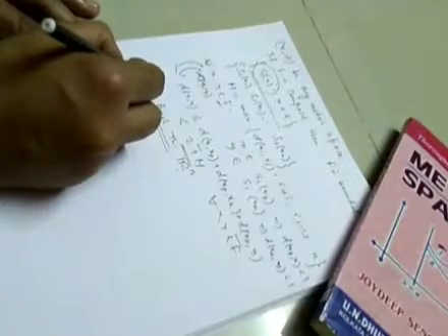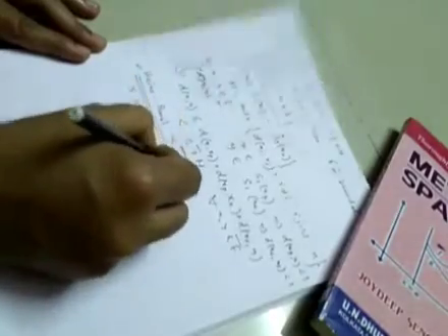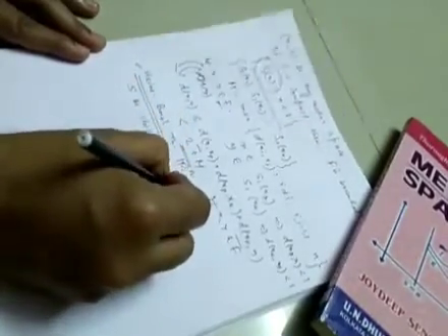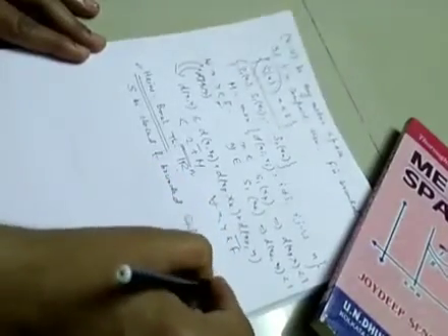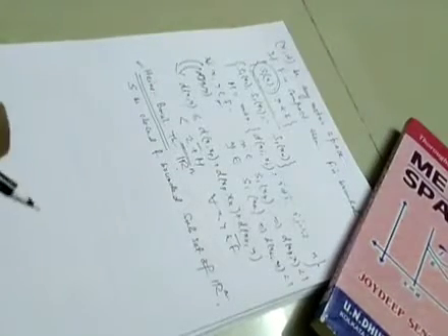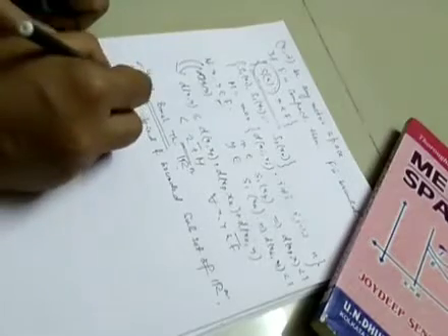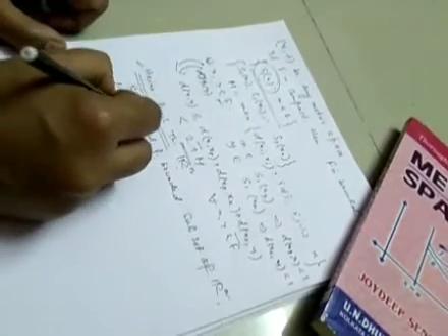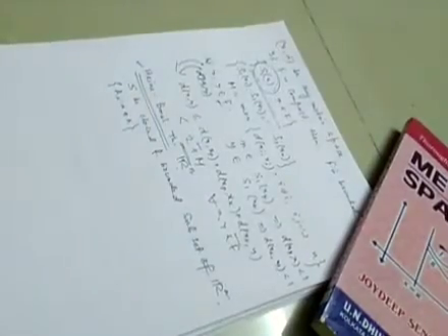Okay, so let S be a closed and bounded subset of R^n. We have to prove S is compact. So let A_alpha such that alpha belongs to lambda be an open cover of S.